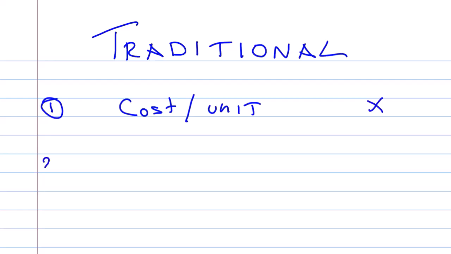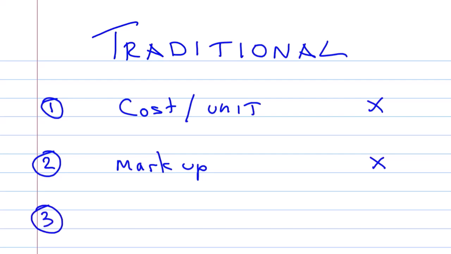Secondly, a predetermined markup would be applied to that cost, 10%, 20%, 25%. And lastly, we would then arrive at the price at which we would sell our products.